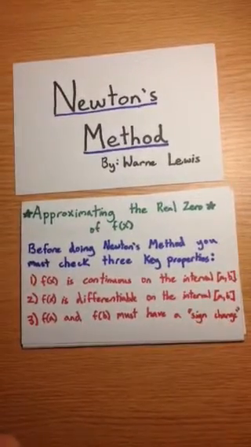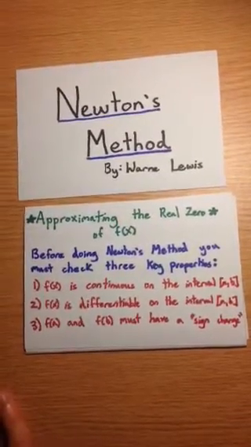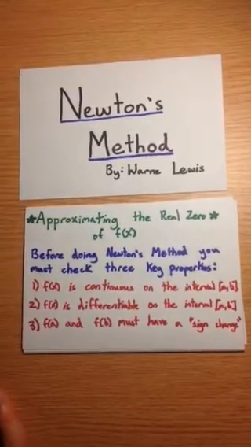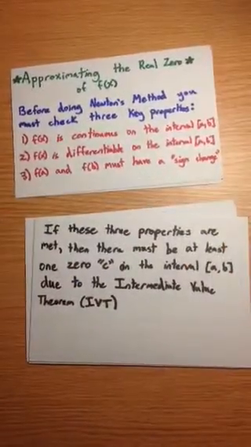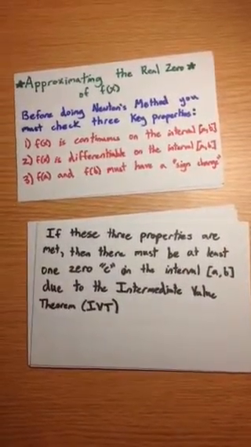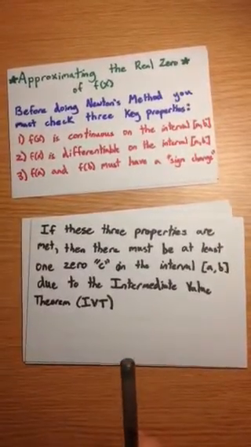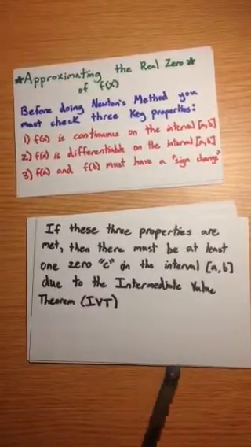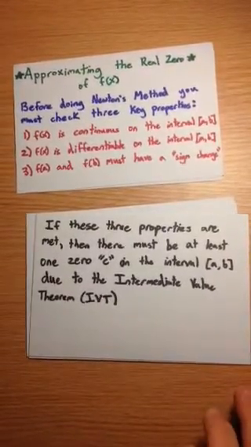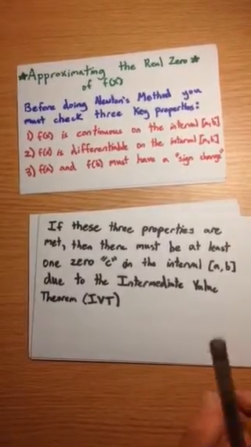Now, Newton's method is used a lot in engineering problems, such as finding the area ratio for rocket nozzles. If these three properties are met, then there must be at least one zero, or c, on the interval a to b. And this is shown in the intermediate value theorem, where if a line is continuous on an interval and there's a sign change, then there must be an x-intercept.